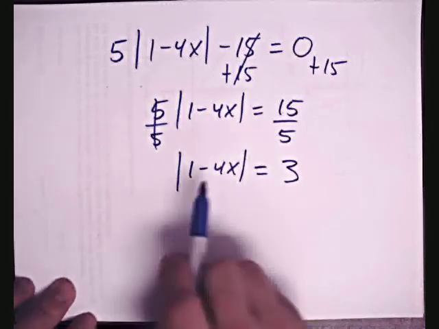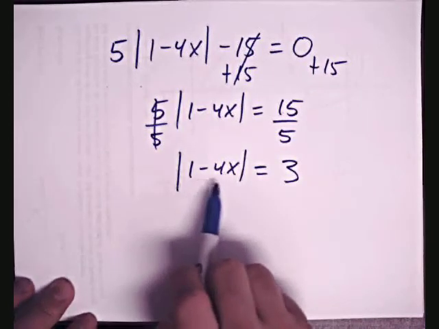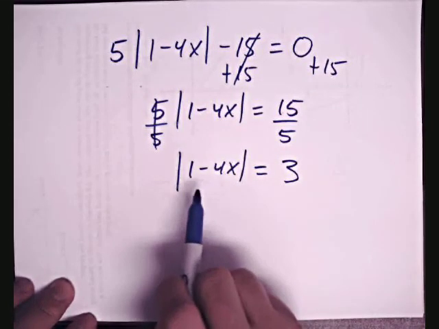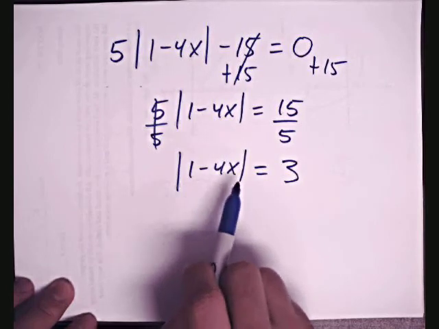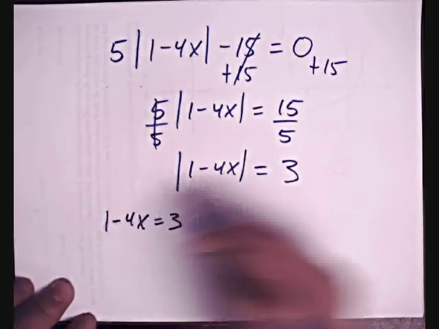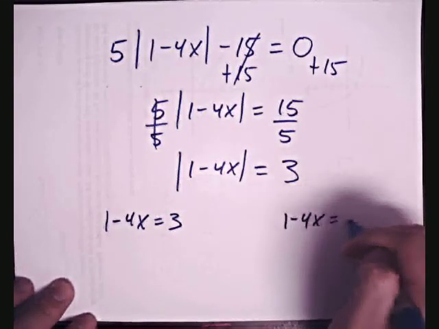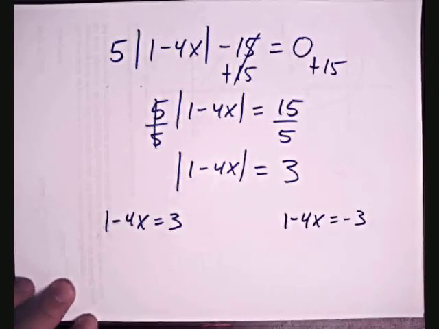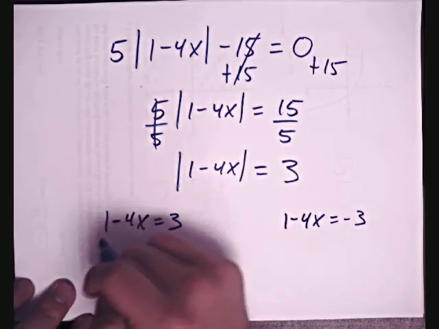So we want to figure out what x value makes 1 minus 4x equal to 3, and what x value makes 1 minus 4x equal to -3. So we set up two separate equations that we will solve for x. Okay, and again, they have the exact same strategy, just different starting numbers.